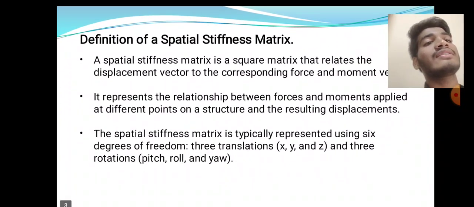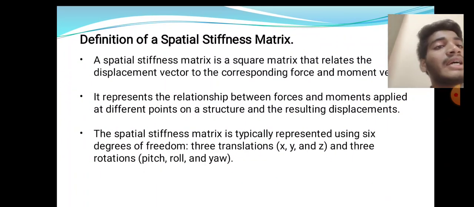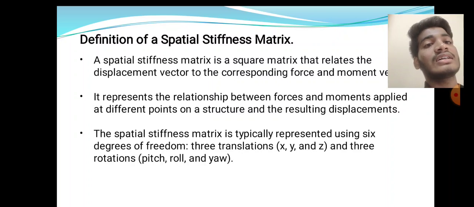Then, what is the definition of a spatial stiffness matrix? The spatial stiffness matrix is typically represented using 6 degrees of freedom. These are the three translations x, y, and z, and the three rotations. Remember, when you are writing the spatial stiffness matrix, if it is given as a short answer, write this last one.